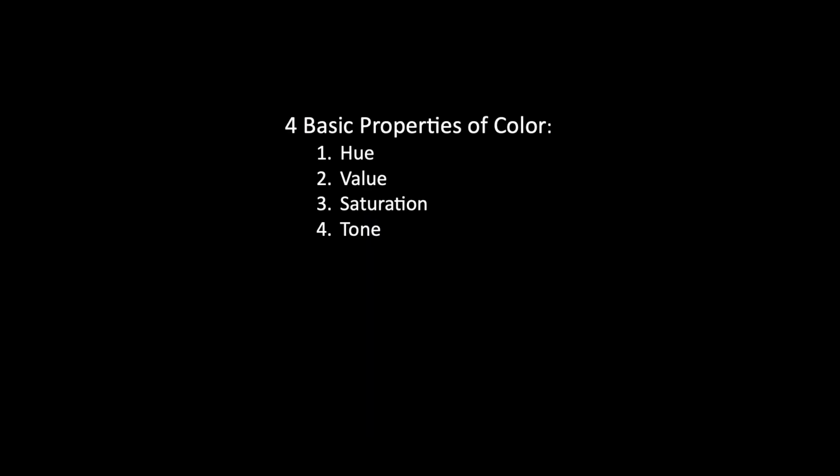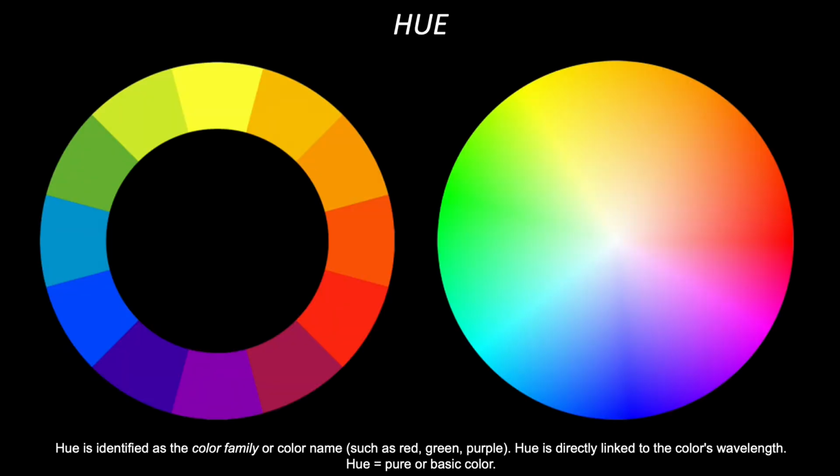So the four basic properties of color are hue, value, saturation, and tone. We've already talked about hue a little bit. It can be an individual color within a larger range of a spectrum. For instance, red, yellow, blue, green, orange, and violet. Or it can be a more distinct, kind of more specific hue of that broader color.